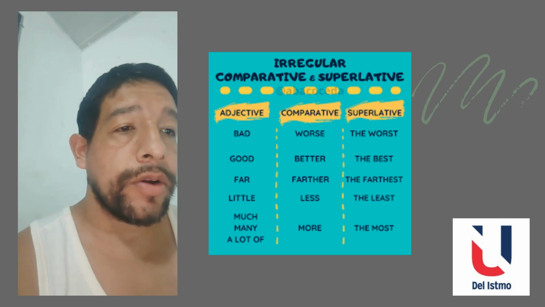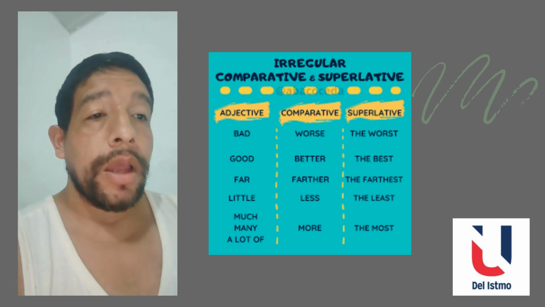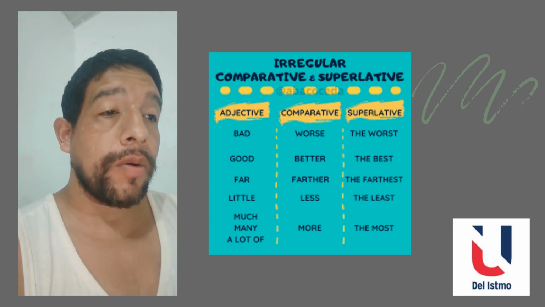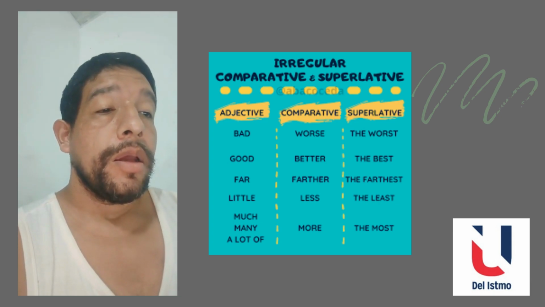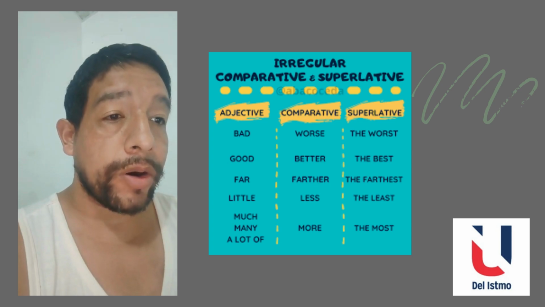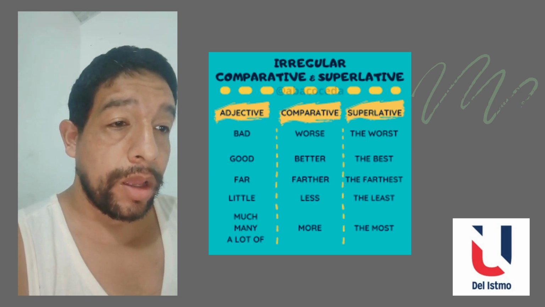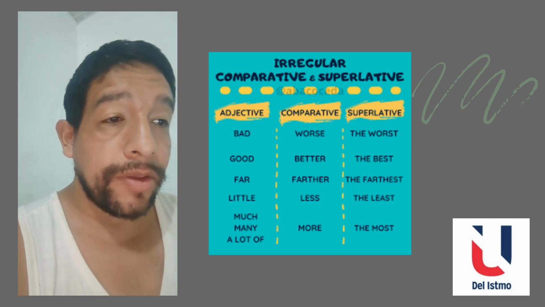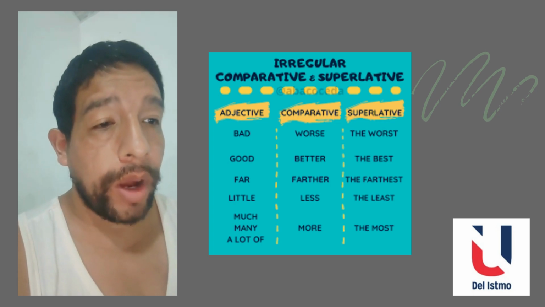In the second rule, we can use it with adjectives ending in silent e or only r. For example, nice, nicer, wide, wider.